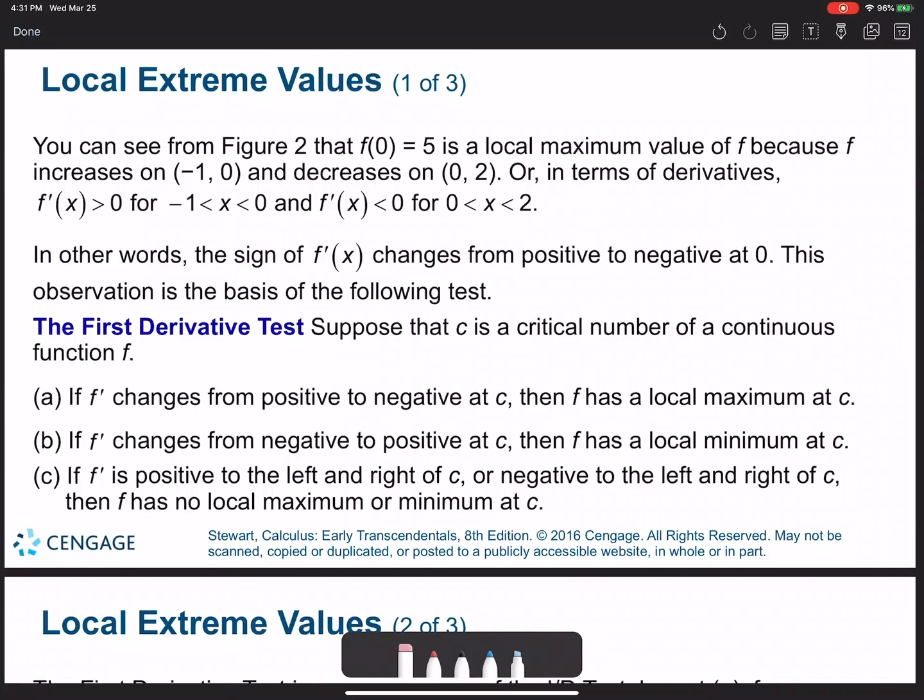So in figure 2, we just confirmed that f of 0 is equal to 5 and that it was a local maximum. Why is it a local maximum? Because our function was increasing on the interval to the left of it and decreasing to the right of it. Or in terms of derivatives, our first derivative was greater than 0, or positive, to the left of that point (0, 5). And our derivative, or the slope, was negative to the right of that point, (0, 5).